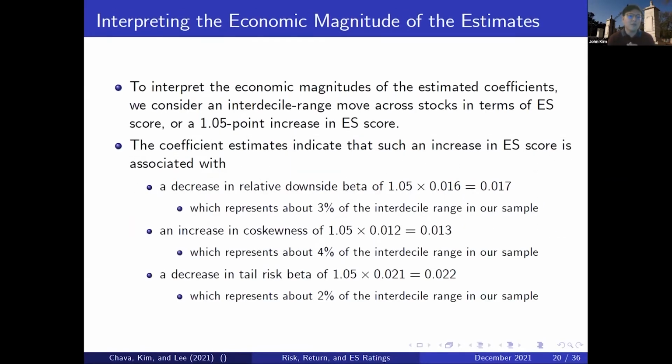So now we seem to find that high ES stocks have statistically significantly lower downside risk. Is the economic magnitude big? What we try to do is imagine a firm in the lowest 10% in terms of ES score and move it up into the top 10%. This corresponds to an interdecile range move in terms of ES score, or about an increase of 1.05 points. So we multiply 1.05 by the coefficient estimates that we get. And generally, what we tend to find is that these coefficients are very small.